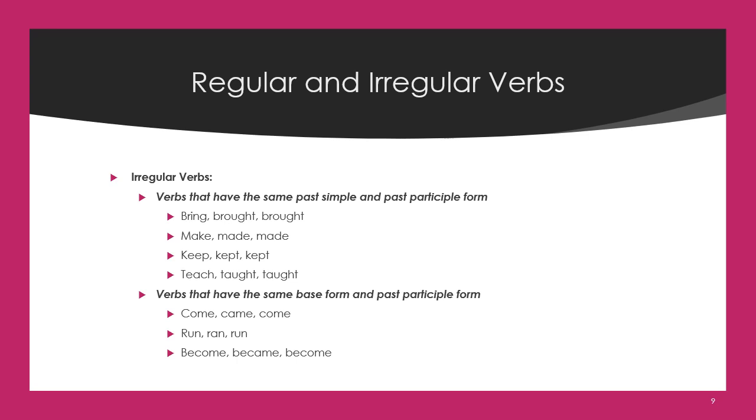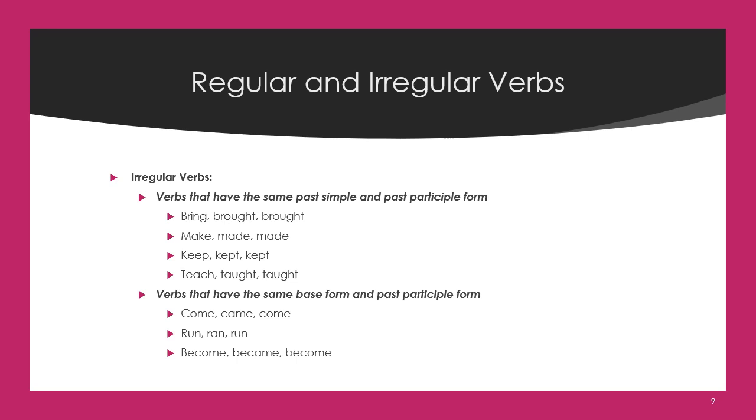Like for instance, the word come. Come, I come to the college daily. I came to the college yesterday. I had come to the college. So first form and last form are the same. Came, second form, past simple form, that differs. Likewise, run, ran, run. Become, became, become.